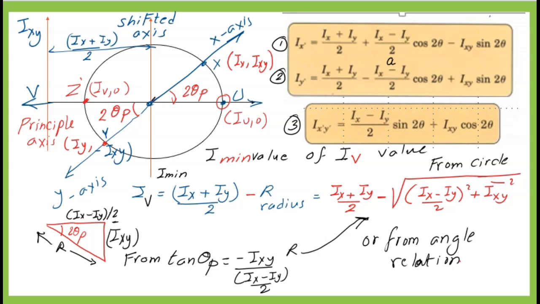From the next slide, the value of I minimum or Imin or IV can be estimated to be equal to the shift, which is (Ix plus Iy) over 2, minus the radius value. Checking the tan 2 theta b expression, we can draw an angle and get the radius value in terms of Ixy, Ix, and Iy, and deduct the value from (Ix plus Iy) over 2.